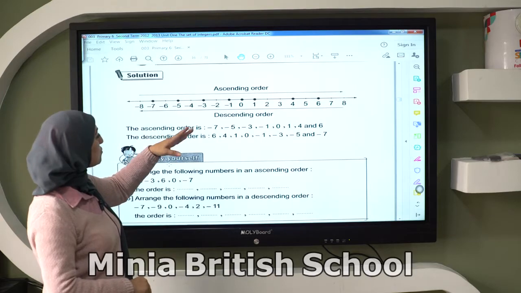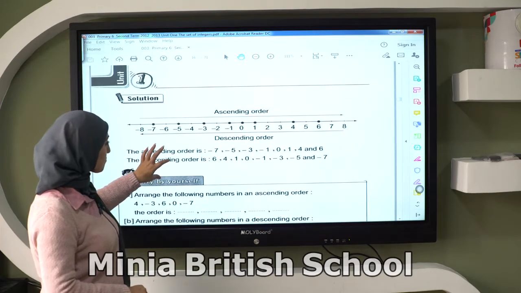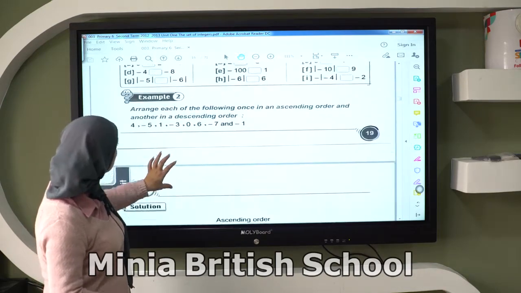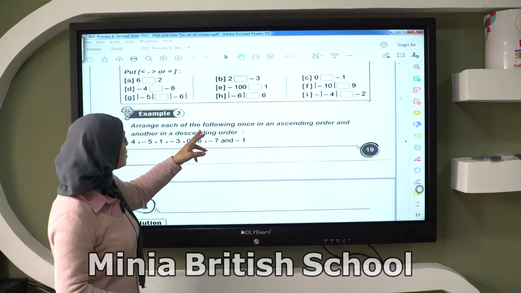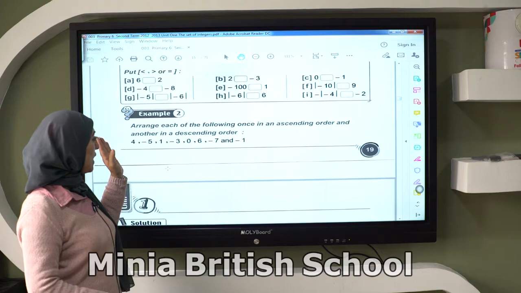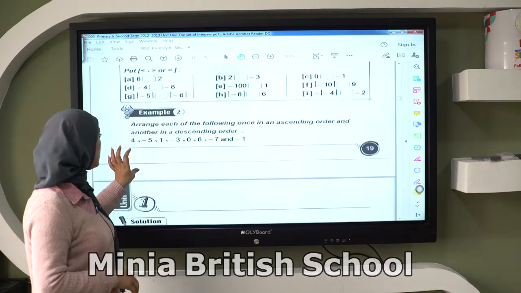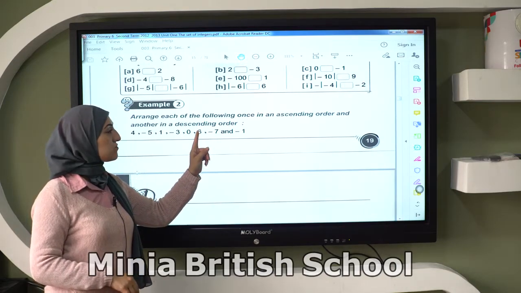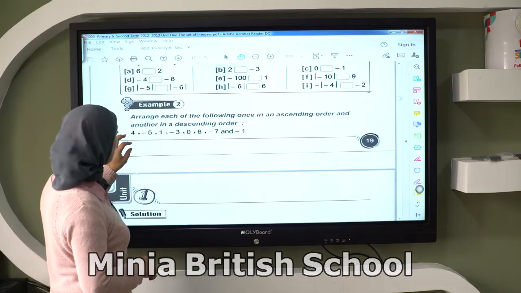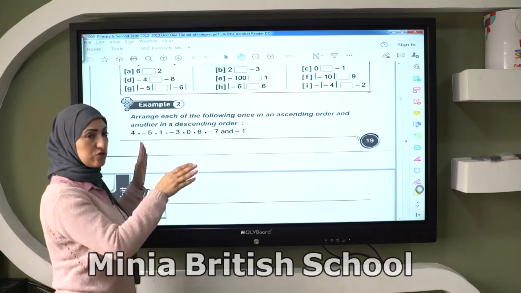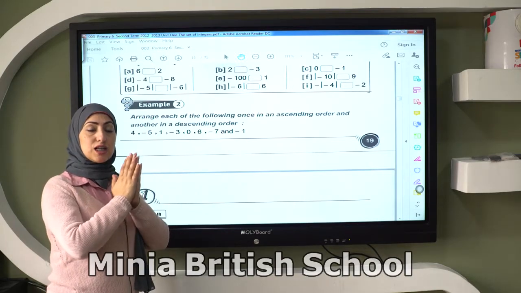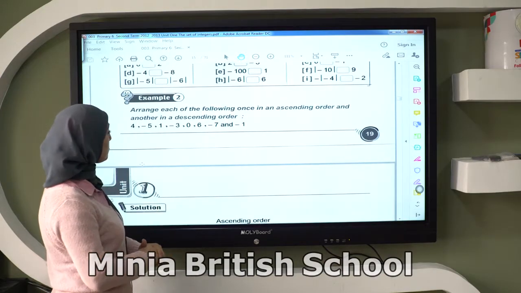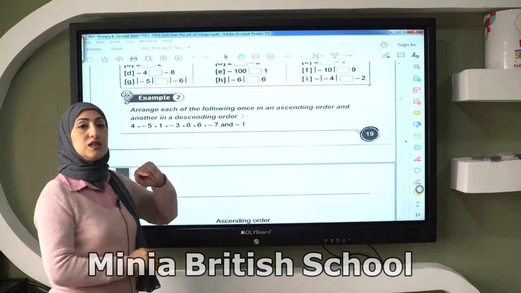Okay, if I want to make order, arrange each of the following once ascendingly and once descendingly. So here 4, negative 1, 1, negative 3, 0, 6, negative 7, and negative 5. So here I'm looking if I want to arrange them ascendingly. Ascendingly means from the smallest to the greatest. So I look for the smallest number here, which is negative 7.